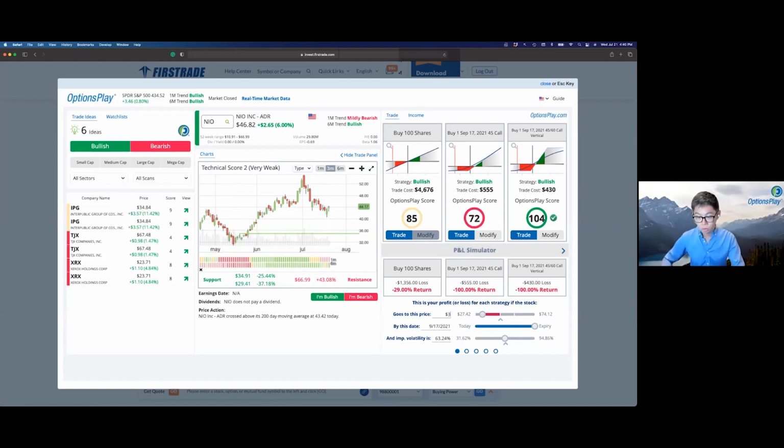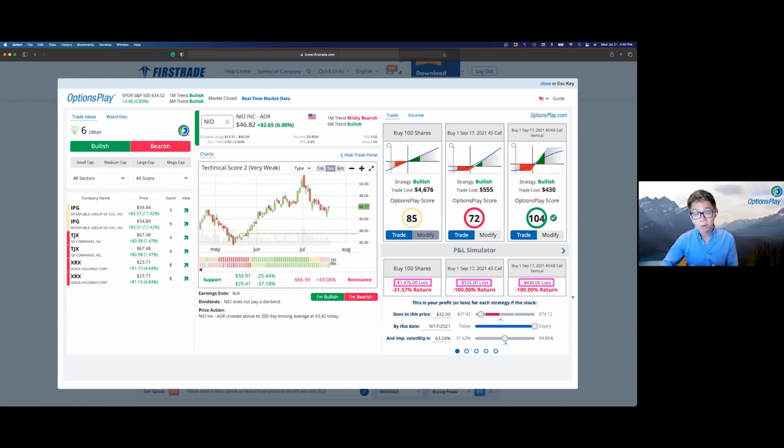So if the stock declines to $32, well, if I had bought the stock, I would be looking at about a $1,400 loss on that particular trade. If I bought the call option, I'm looking at a $550 loss. If I bought the call spread, I'm looking at a $430 loss.